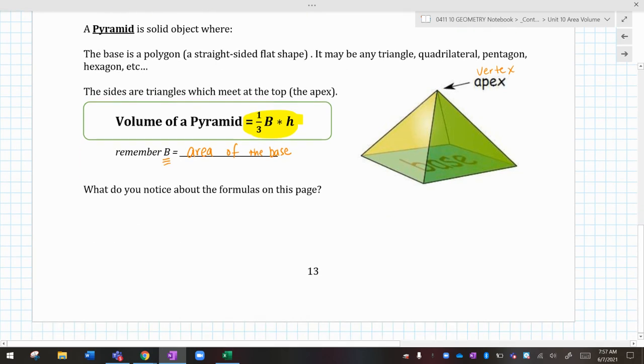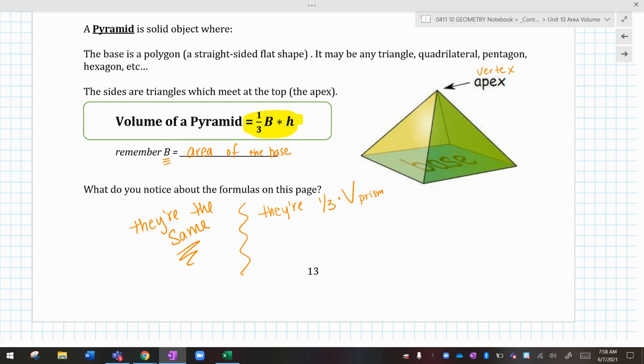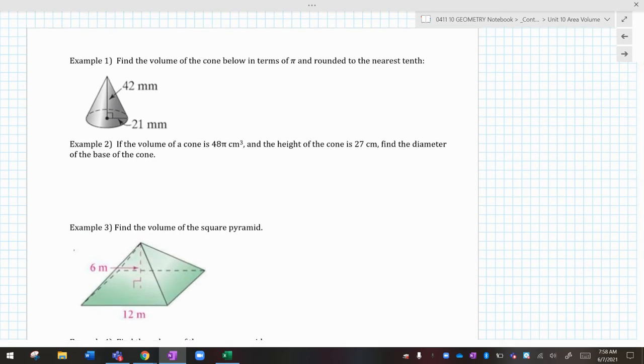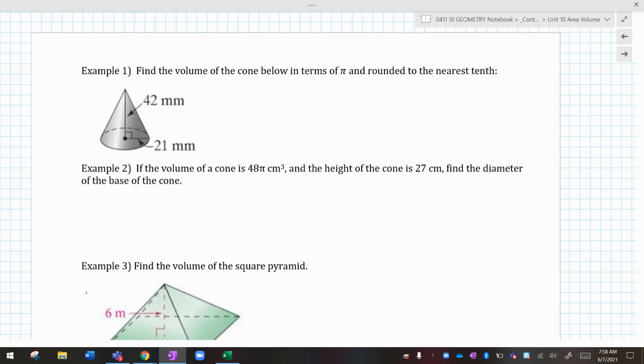What do you notice about the formulas? They're the same. And they're 1/3 times the volume of a prism. Okay. So, new volume formulas. If you forget them, you can look them back up, but I think if we use them enough, it's going to stick in your brain. There is one page of examples for this. That's it. So let's get through that page.